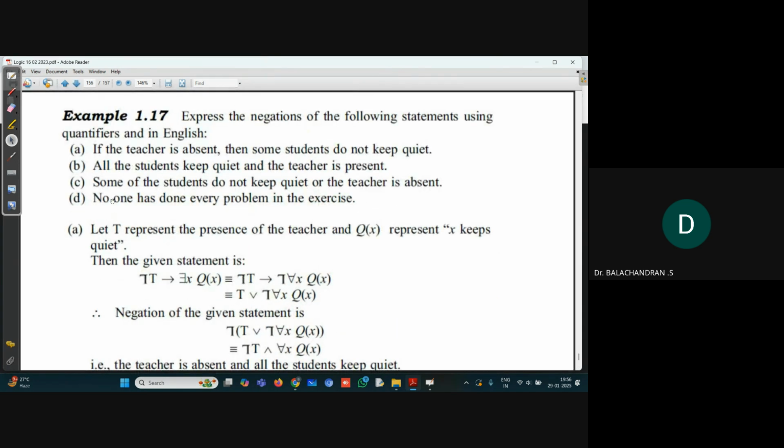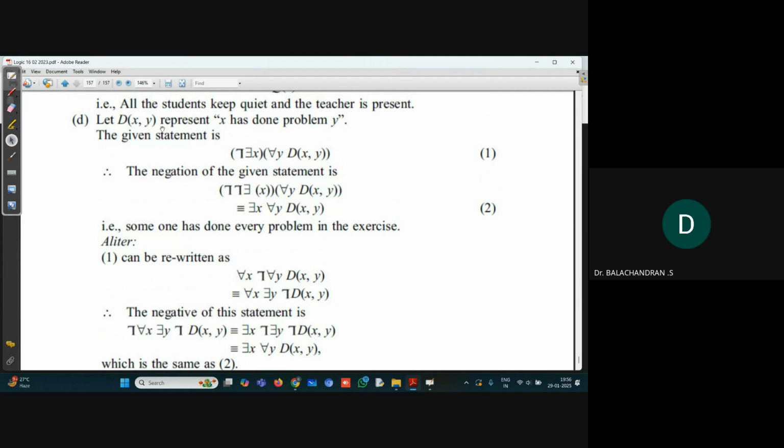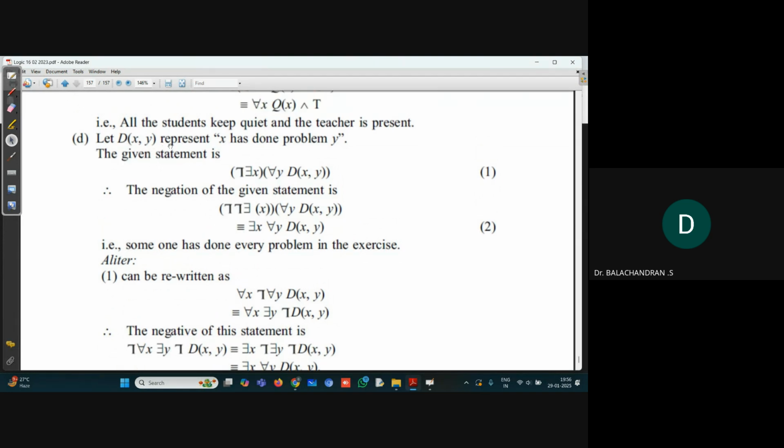Okay, the last one. The last one is slightly different. No one has done every problem in the exercise. So they define D of x comma y to represent x has done the problem y. Usually you will not do it like this, but for these types of sentences you should write like this. So no one has done every problem in the exercise.